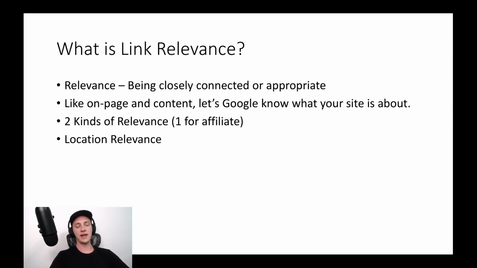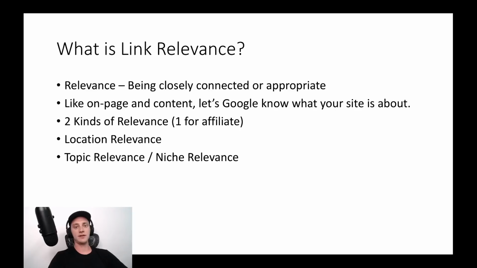The first is location relevance. So if you are running an affiliate site, you probably will not have location relevance on any of your links, or at least you don't really need location relevance. You might actually have some, but you don't necessarily need it. So if we take, for example, a plumber in Houston for a local client, links that have relevance for Houston would have location relevance.